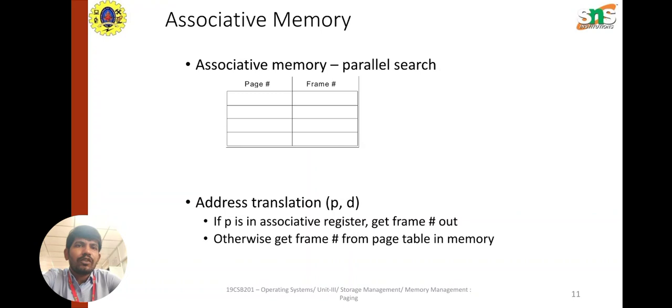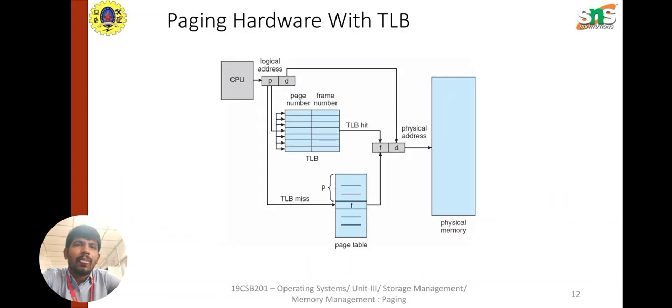Associative memory is a parallel search. We have a page number and a frame number. The address translation is (p, d). If p is in an associative register, get the frame number out. Otherwise, get the frame number from the page table in memory.